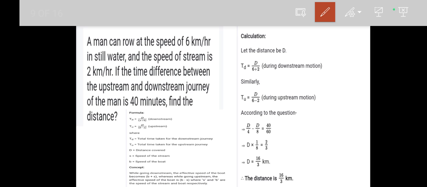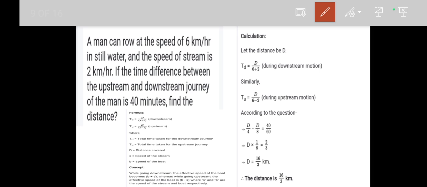Now here we need to know a certain formula to solve this problem. We know that the time downstream is distance divided by A plus B. Since it is downstream, it is A plus B, and for time upstream, it is distance divided by B minus A. TD means the time taken for the downstream journey. TU means the total time taken for the upstream journey. D is the distance that is covered.